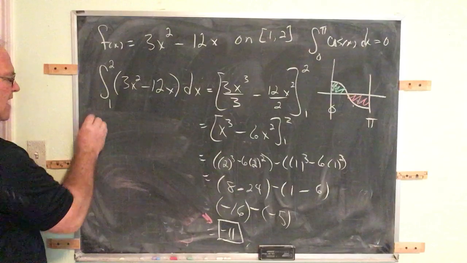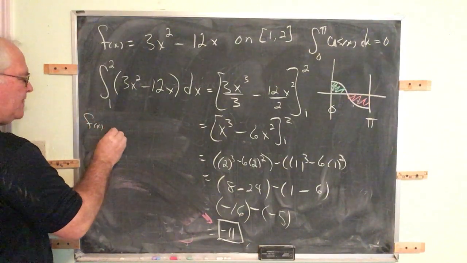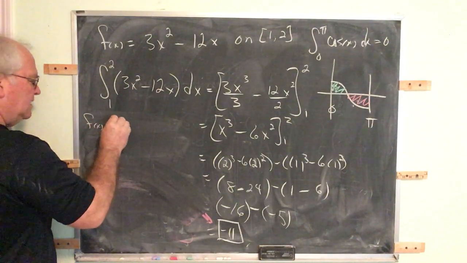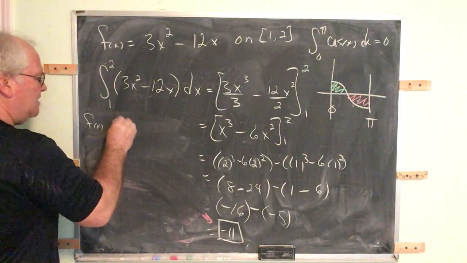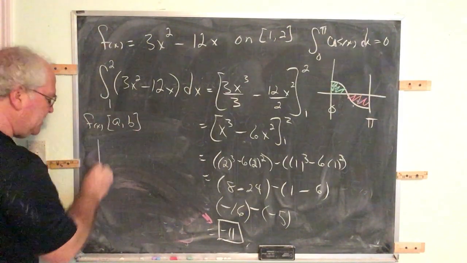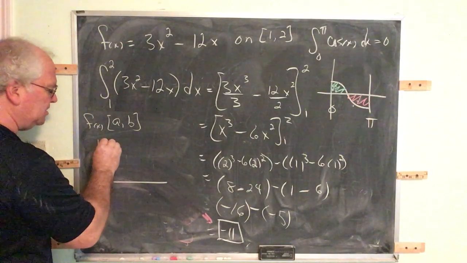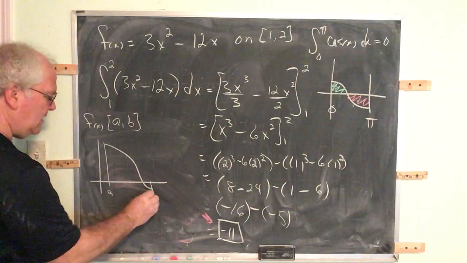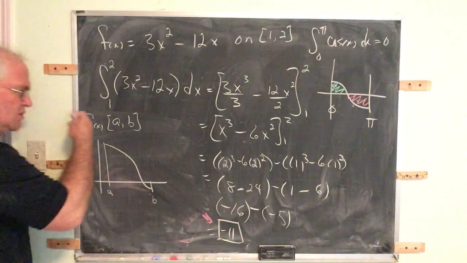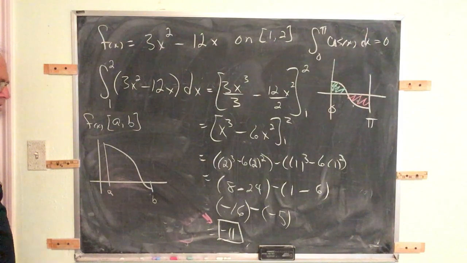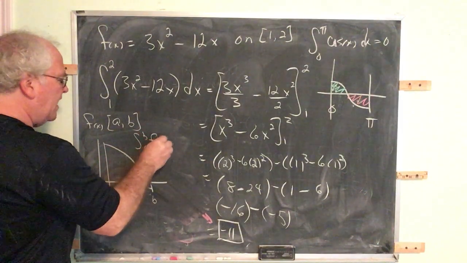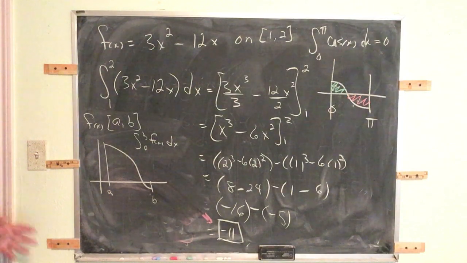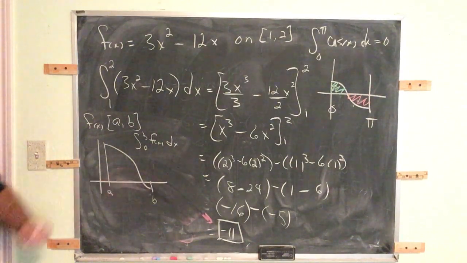Suppose you're asked to find, for some function f of x, the area on the interval a to b. And let's suppose that this is the graph of the function. Here's a, here's b. If you just do the integral from a to b of f of x dx, you will get a number. It will be a positive number. It is not the combination of those two areas.